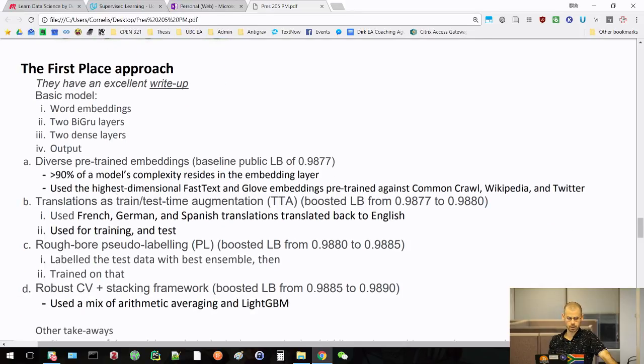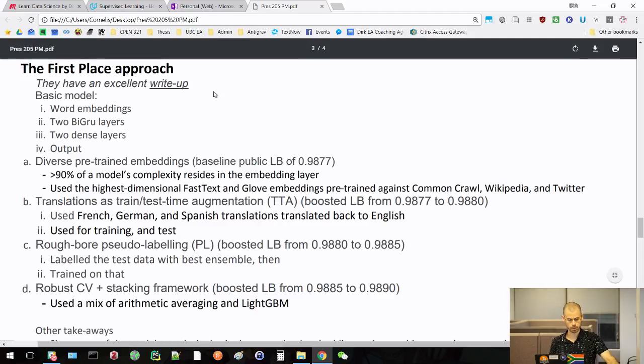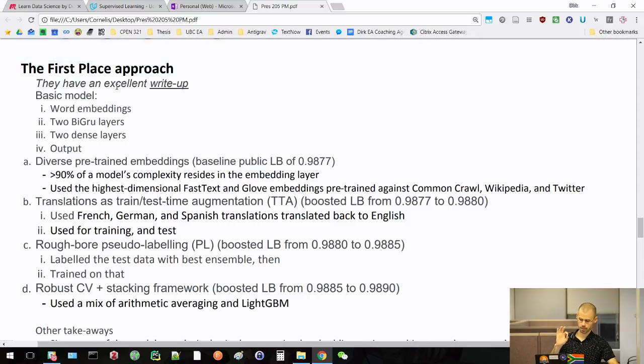All right, so next I'll discuss the first place team's approach. The first place team has a fantastic write-up. We'll probably post this PDF somewhere after, or you can just find it. They break down, as you'll see here, how much difference each thing made in improving their score. Their basic model used pre-trained word embeddings like fastText and GloVe, and they also used these word embeddings trained on different corpuses of text.